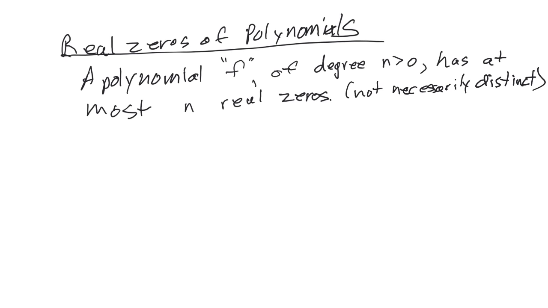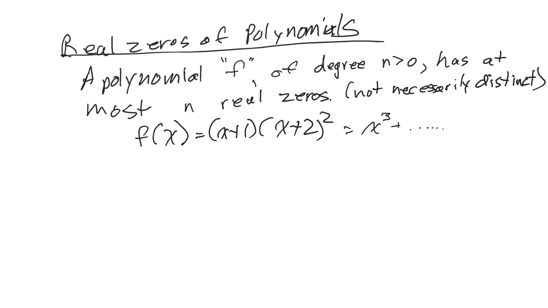I.e., you could have, for example, something like this. F of x, when you factor it, equals x plus 1 times x plus 2 squared, right? Now, the original function is x cubed plus blah, blah, blah, plus 2. You notice the greatest power of the original function f, the degree, is 3. The factored form has 3 individual factors, but one of them is repeated twice. I.e., you have x plus 2 repeated twice.